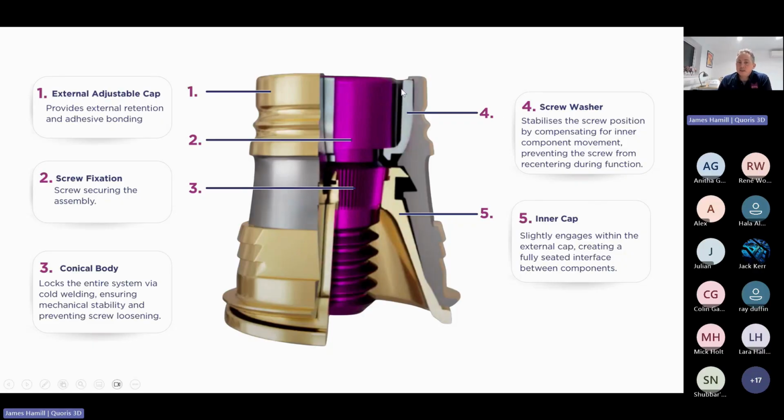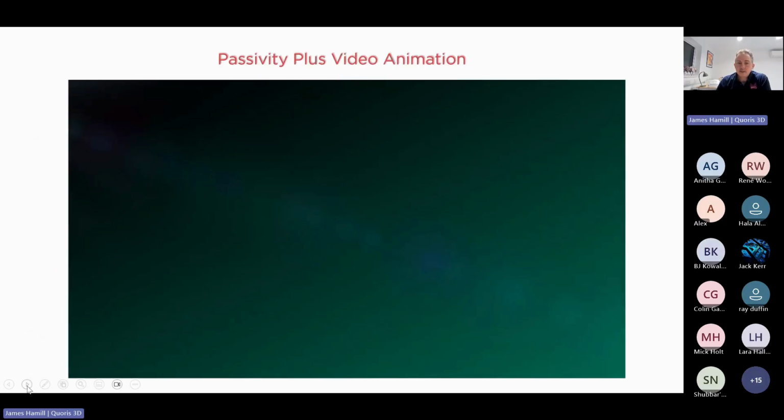And there's a little patented washer in the top around the screw head, which essentially stops the screw from centering, which allows it to take up the slightly different position as the discrepancy is taken out of the bridge. So it's a pretty cool little device. And this is a short video just to explain it.